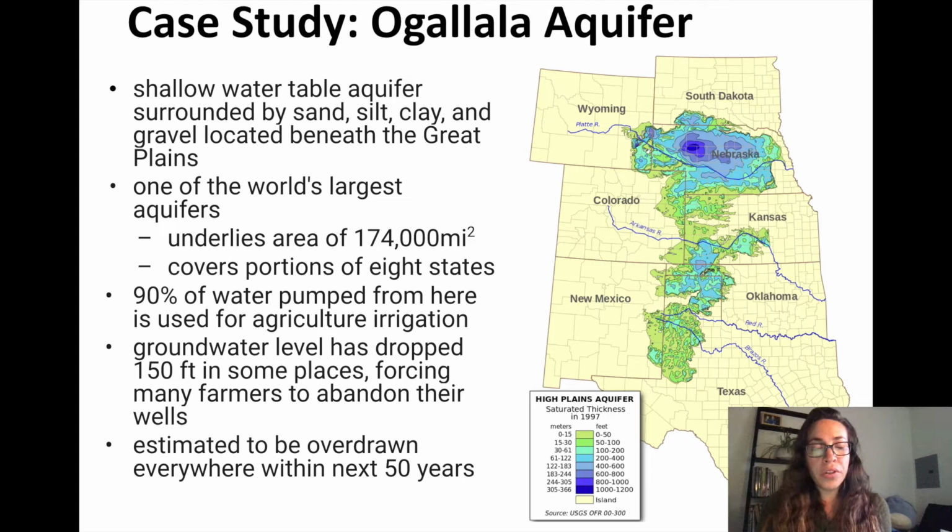So we're hopeful that we'll get some recharge. We're hopeful that with more sustainable irrigation practices, we can slow down our draw and allow this aquifer to replenish. But right now, our use of it is unsustainable.